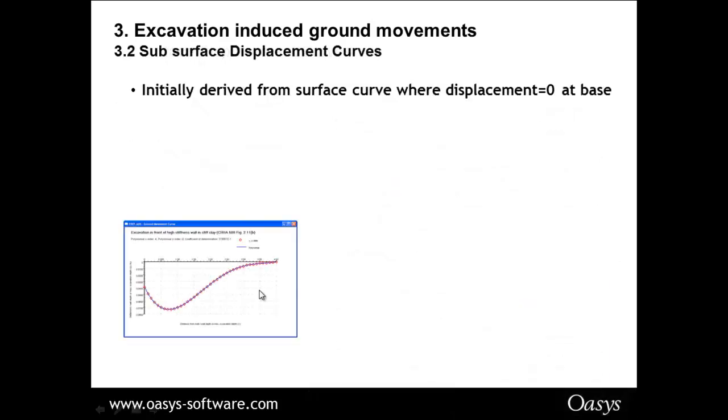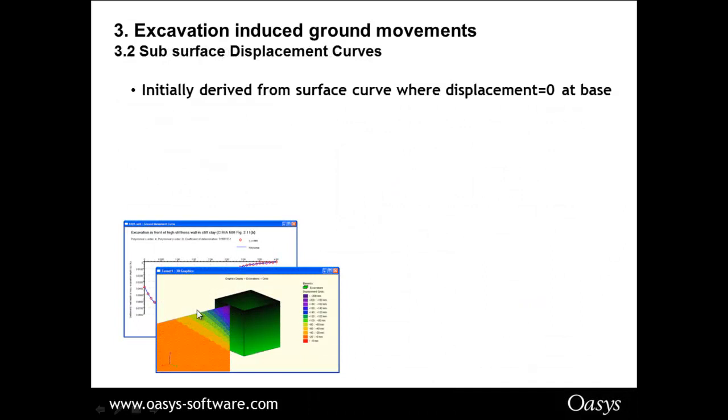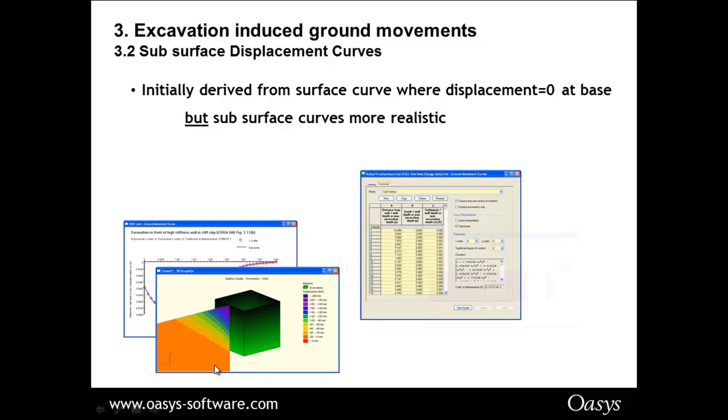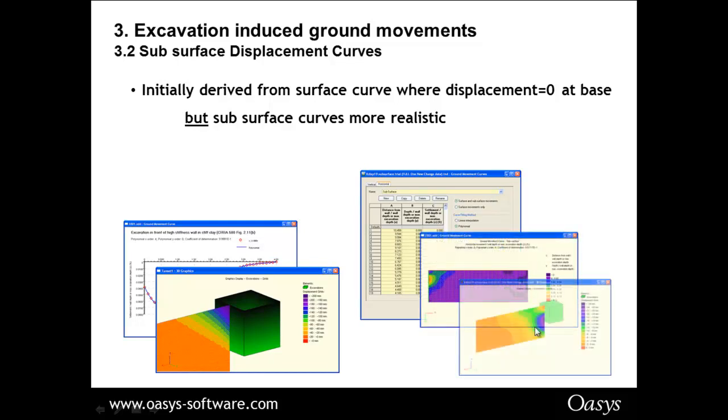Well, initially, what happened was Xdisp took your surface curve and pulled it down to 0 at the base of the excavation. So you have this kind of line interpolation effectively. But if you look at the graph here, you can see that actually that's not very realistic. These curves are actually taken from a 3D FE analysis, and you can see that actually there is displacement at the base of the excavation. So how are you going to address that?